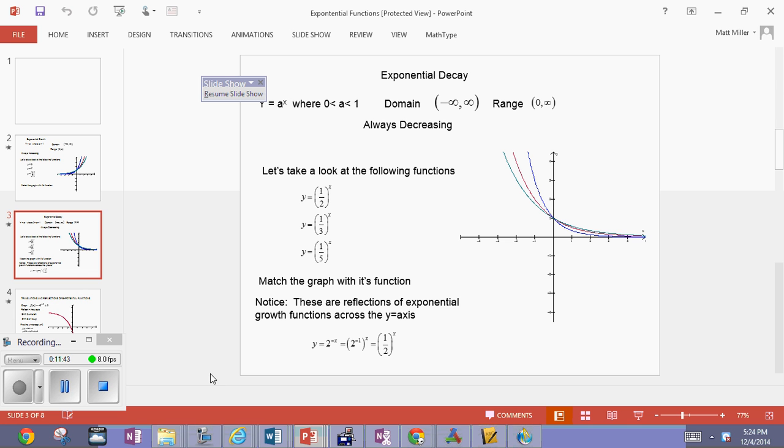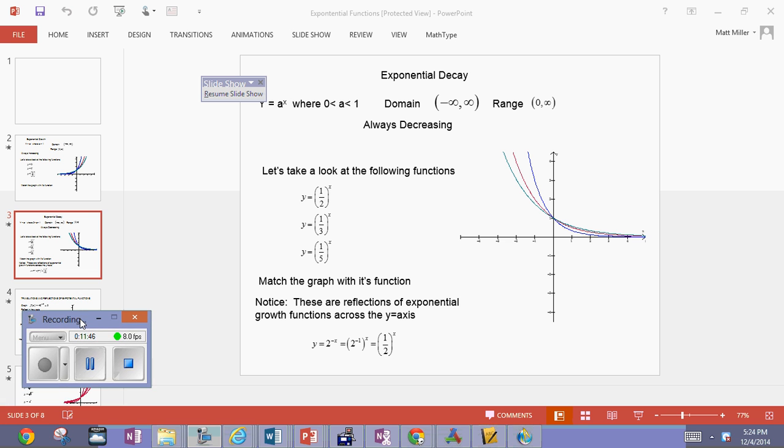We'll be back with another video talking about basic translations on these functions.